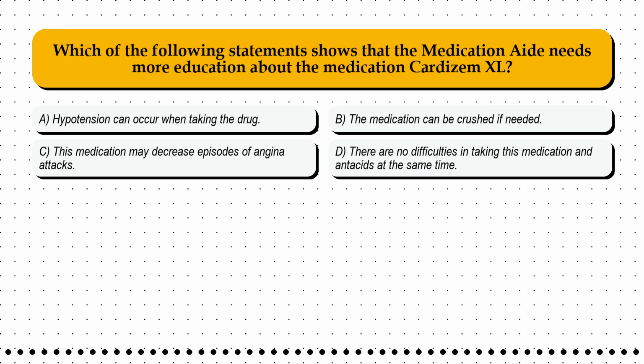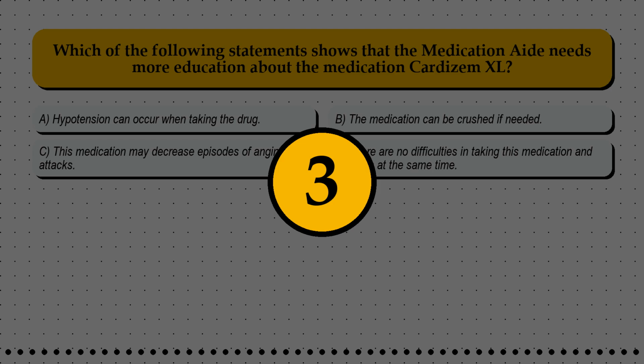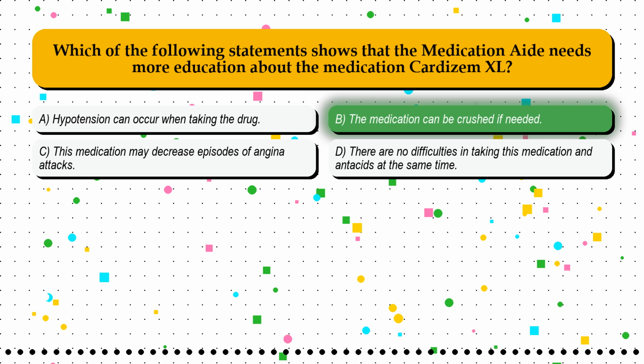Question 112. Which of the following statements shows that the medication aide needs more education about the medication Cardizem XL? Option A, hypotension can occur when taking the drug. Option B, the medication can be crushed if needed. Option C, this medication may decrease episodes of angina attacks. Option D, there are no difficulties in taking this medication and antacids at the same time. The correct answer is option B. The medication can be crushed if needed.